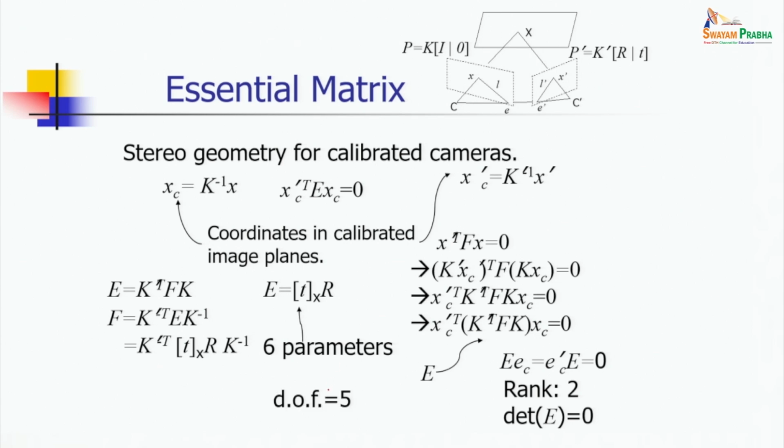So there are 6 parameters, but finally the number of independent parameters, because of this fact that the determinant is 0, the degree of freedom is 5. So this puts a constraint here. That's why the degree of freedom is equal to 5.